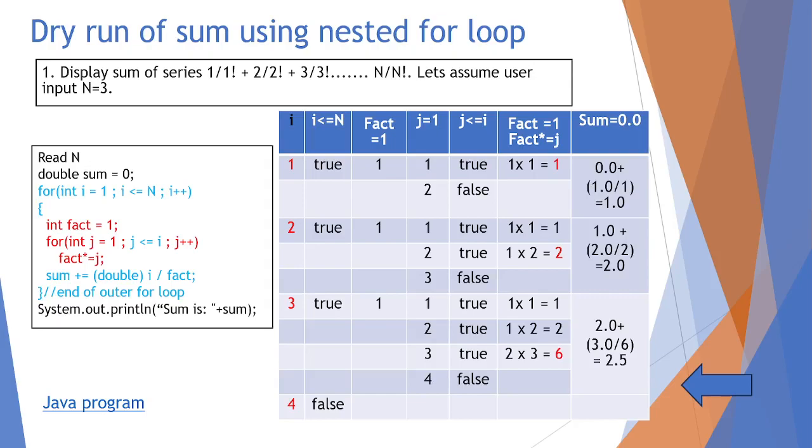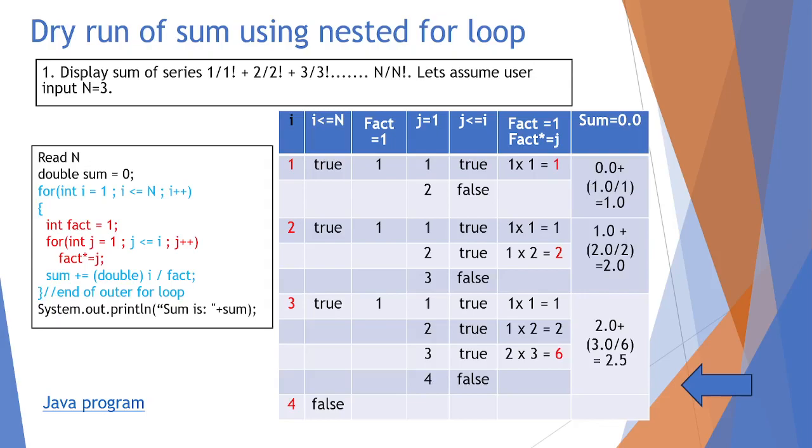Let's see, fact is equal to 1, fact into j column. First time 1 into 1 is 1. Final answer is 1. Second time 1 into 1 is 1. 1 multiplied by 2 is 2. Answer is 2 in that particular iteration. When i is 3, 1 multiplied by 1 is 1, 1 multiplied by 2 is 2, then 2 multiplied by 3 is 6.